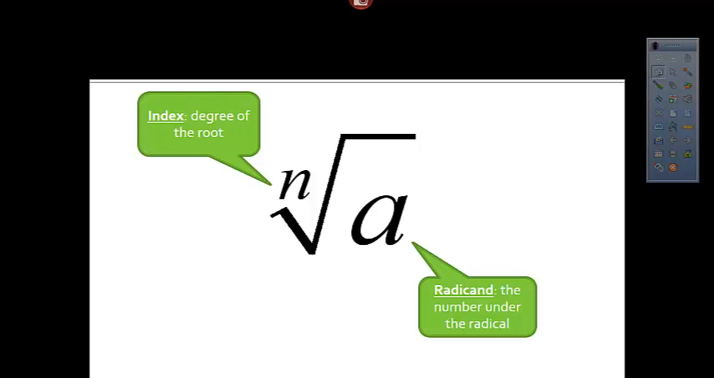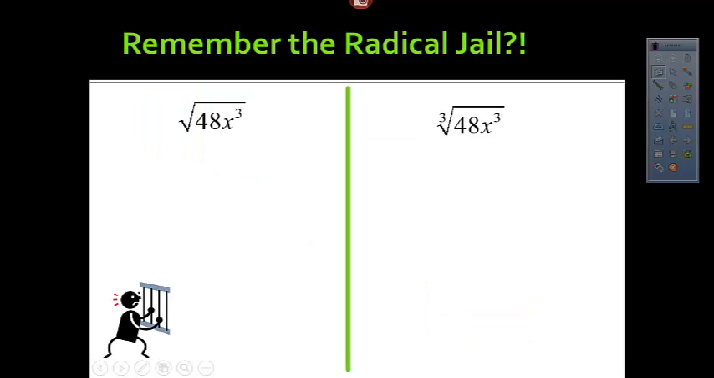So the thing that you need to know, we've done square roots up to this point. But now, the square root, the index here is 2. The index is the degree of the root. In this case, we're going to have other numbers for your index. If it says 2 here, that means square root, or if it doesn't indicate it, it means square root. If it says 3, that means cube root. If it says 4, fourth root, so on and so forth. And this here, the radicand, is the number or numbers underneath the radical part.